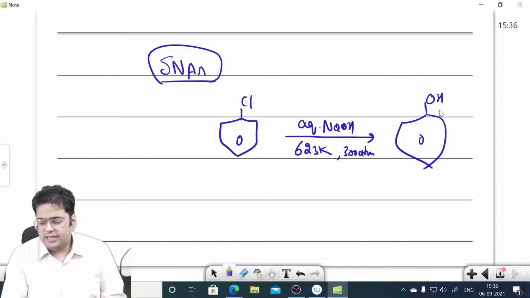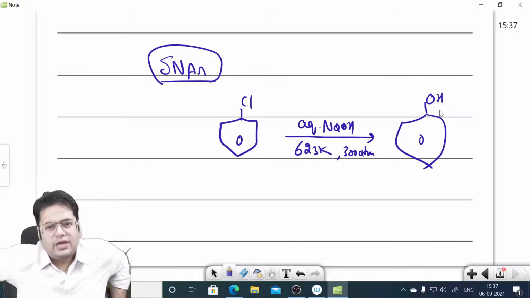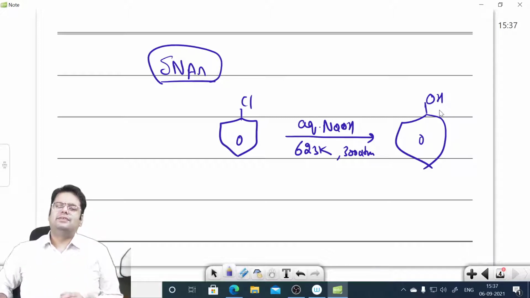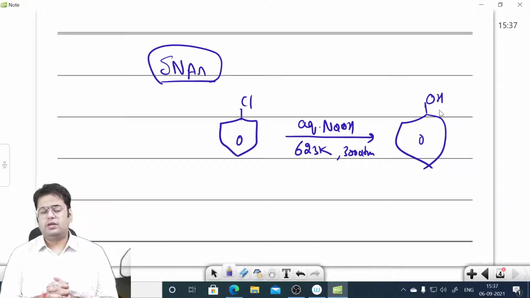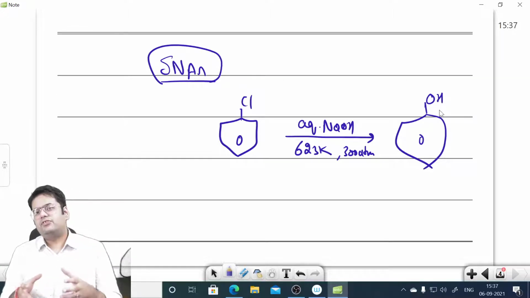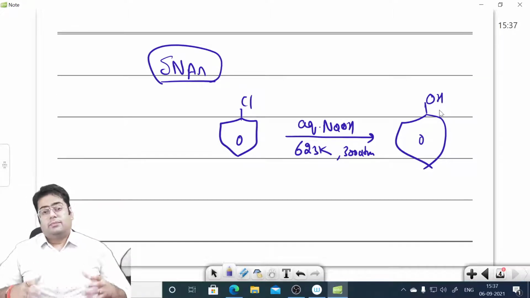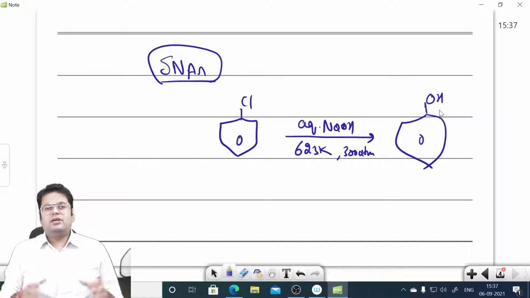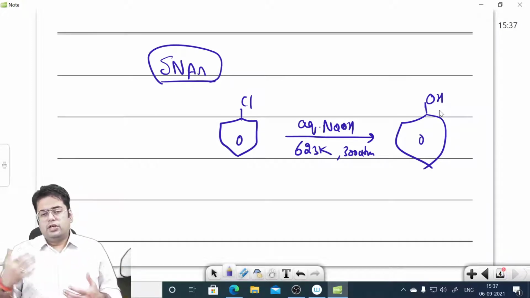As I was explaining, you can assume chlorobenzene as a very difficult student who really doesn't want to study, but you, as a teacher, want him to remember a certain set of equations. So you apply pressure, you try to scald him by increasing the temperature, and by using these tactics, it will get converted, it will show that nucleophilic substitution reaction.